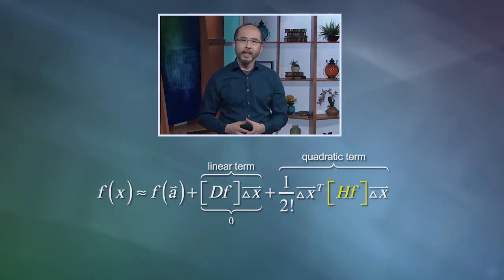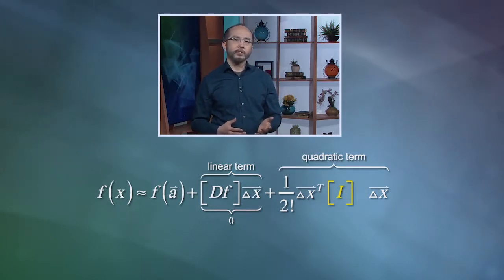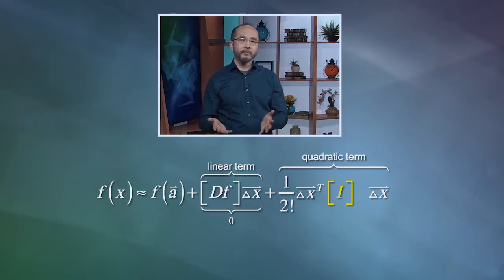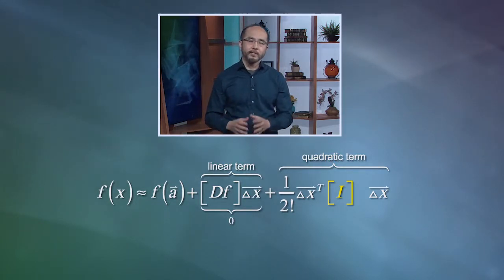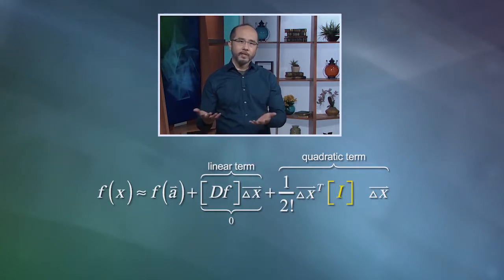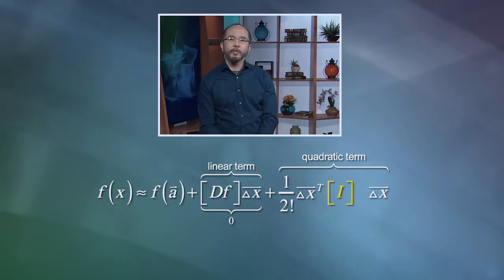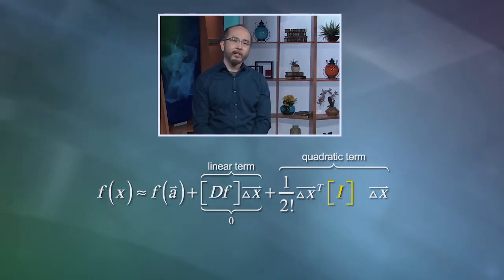Note that if the Hessian Hf were the identity matrix, then delta x transpose times delta x is going to be positive no matter what x is, since that's just the dot product of a vector with itself, which you may recall is the length of the vector squared. So in that case, the quadratic term is always positive, so you'd have a local minimum.